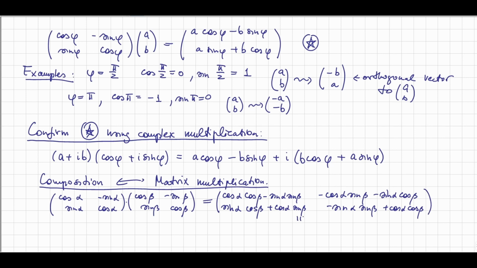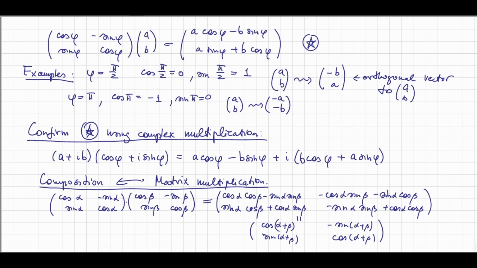And this matrix is precisely equal, if you remember the cosine formula, to cosine of alpha plus beta, sine of alpha plus beta. And here, of course, minus sine of alpha plus beta, and here cosine of alpha plus beta. So we see the connection here. The matrix multiplication for these matrices corresponds to the matrix of the rotation by the angle alpha plus beta, which is exactly what happens geometrically if you first rotate by alpha and then by beta.